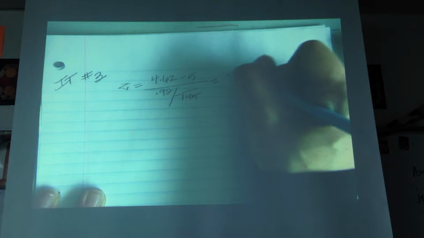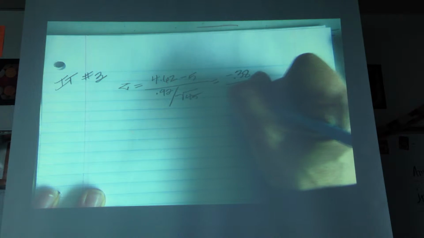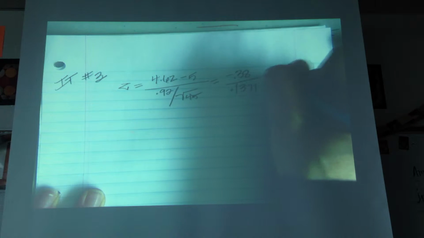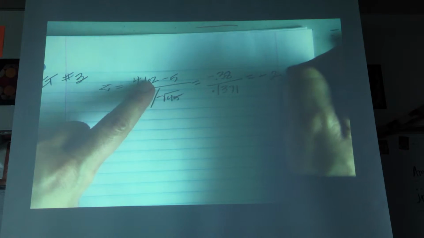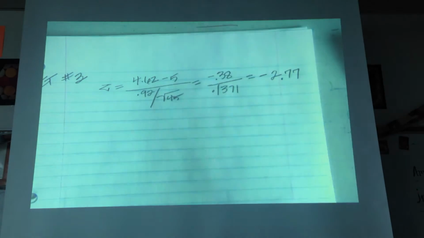I have this calculation done in advance. You're welcome to stop and check my math. Makes sense that it's a negative z-score since the sample mean is under what I expect.